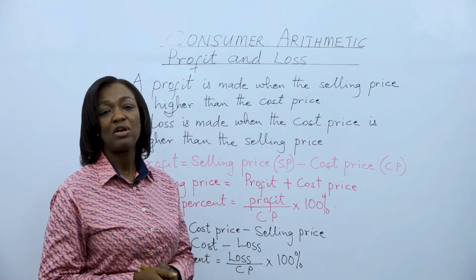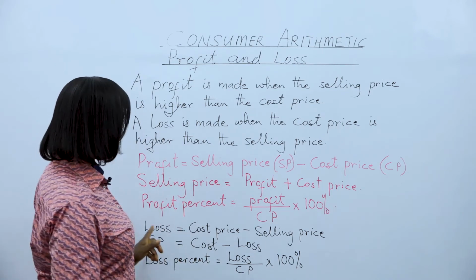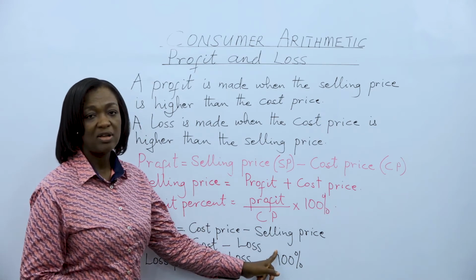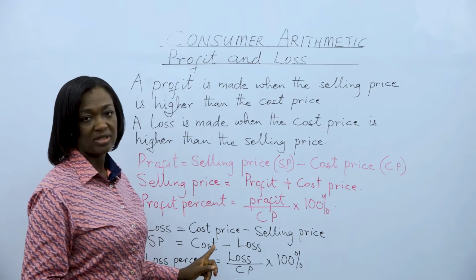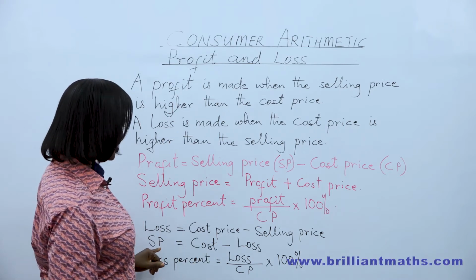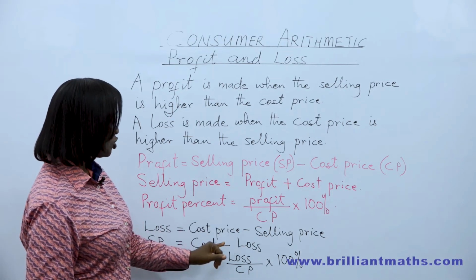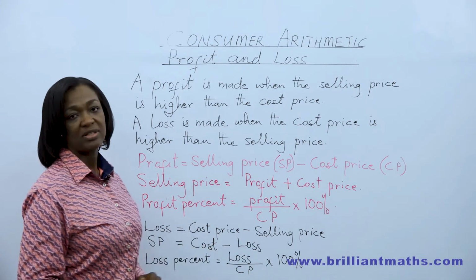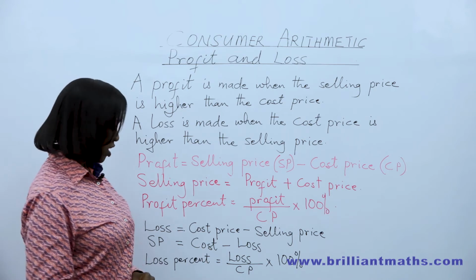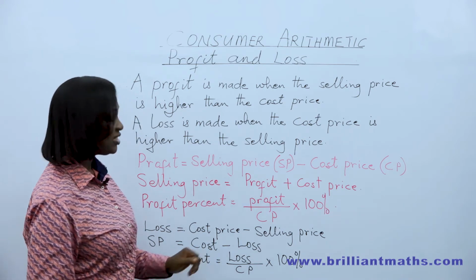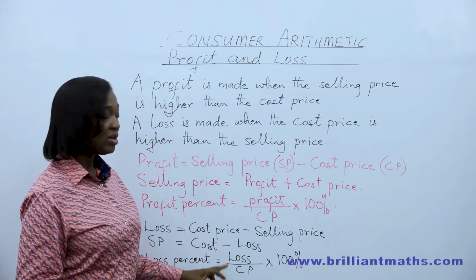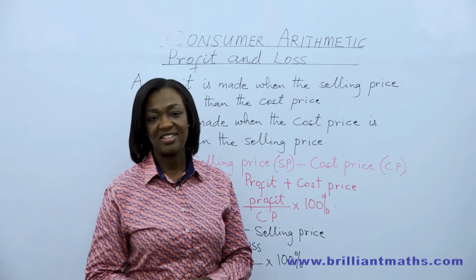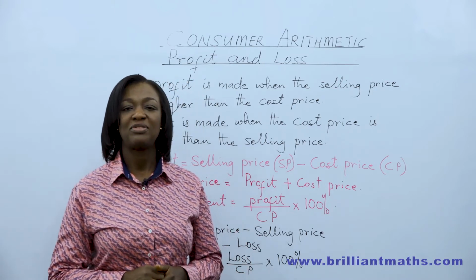The same goes for losses. You calculate loss by subtracting the selling price from the cost price. Then you can calculate the selling price by subtracting the loss from the cost price. And you can calculate the loss percent by dividing the loss by the cost price and multiplying by 100%. Let's work out a few examples.